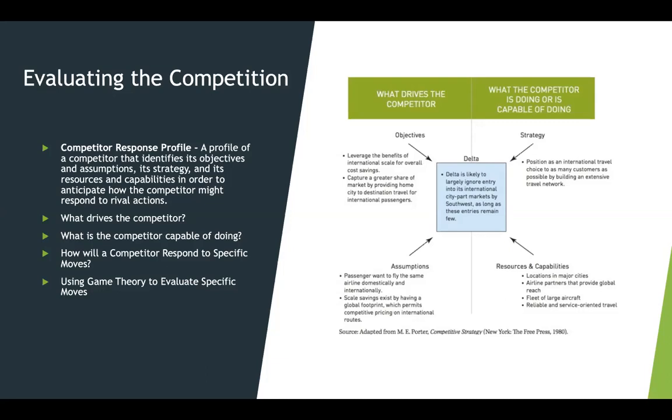So they use the strategy of positioning as an international travel choice to as many customers as possible by building an extensive travel network. Okay, so the resources and the capabilities. That means how they want to use these resources and capabilities to achieve their objectives and assumptions. Okay, so strategy and resources and capabilities, and there's a question of what the competitor is capable of doing.